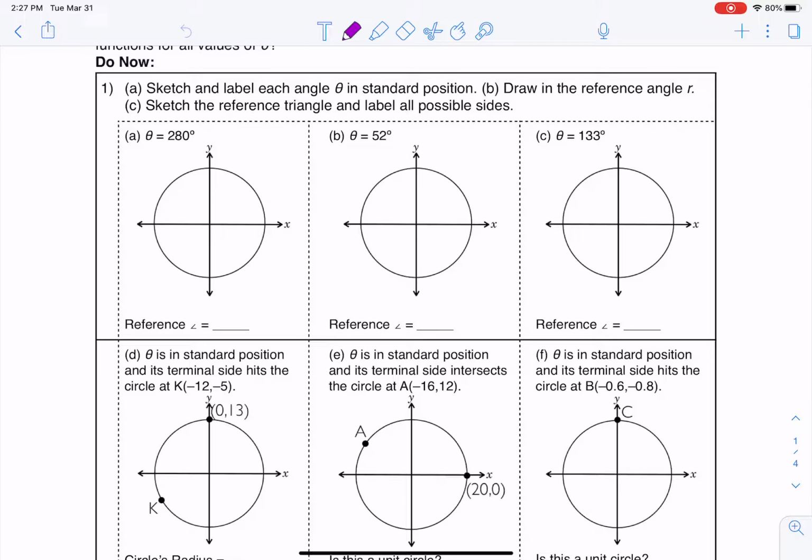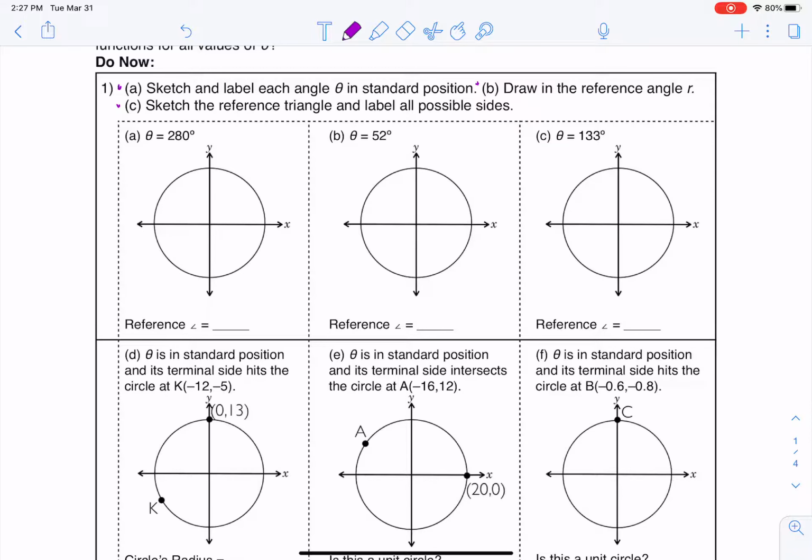In the do now, we're asked to sketch and label each angle theta in standard position, and then draw the reference angle R. Finally, we're asked to sketch the reference triangle and label all possible sides. All right, so let's go ahead and get started.